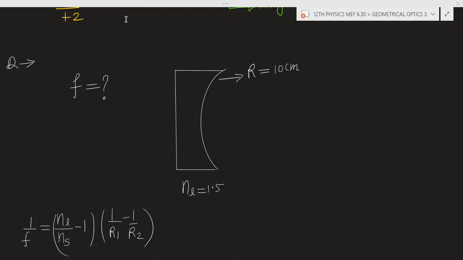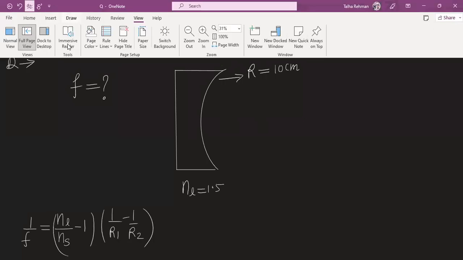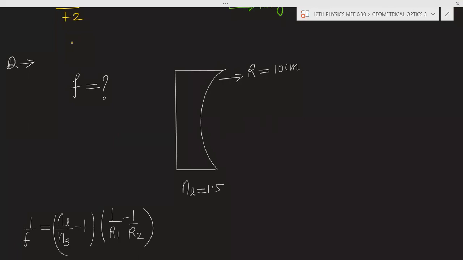This lens is a plano-concave lens. For this surface, what will be the radius of curvature? Infinite, because this is a plane surface. So you can take this surface as the first surface and this surface as the second surface. Your R1 will be infinite and your R2 will be 10 centimeter.